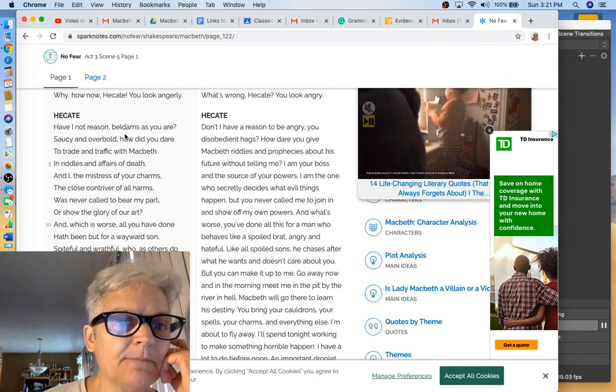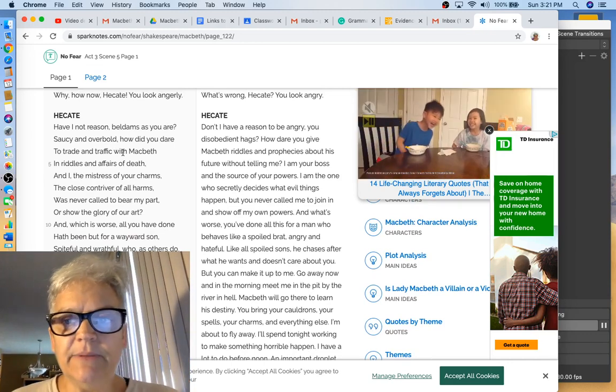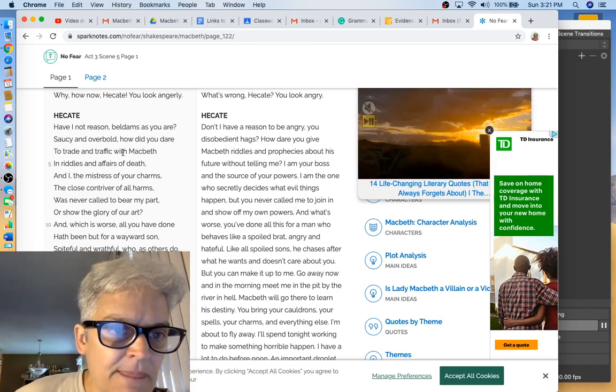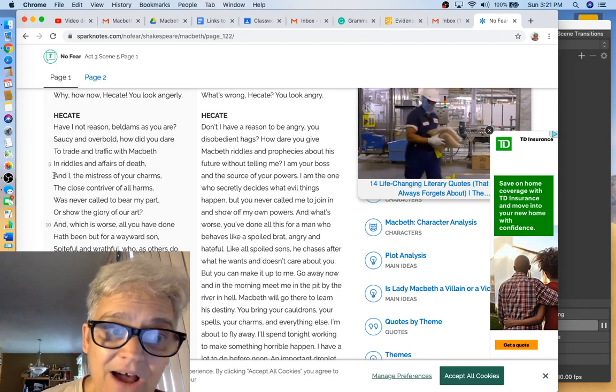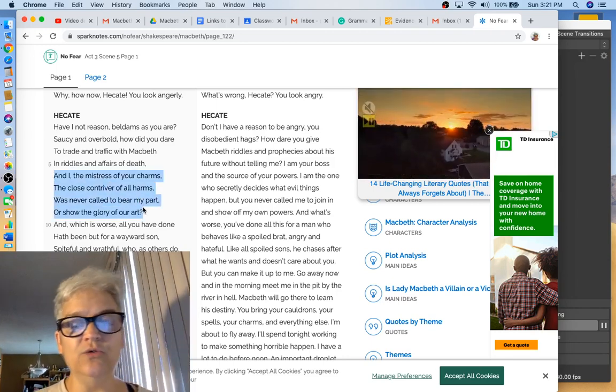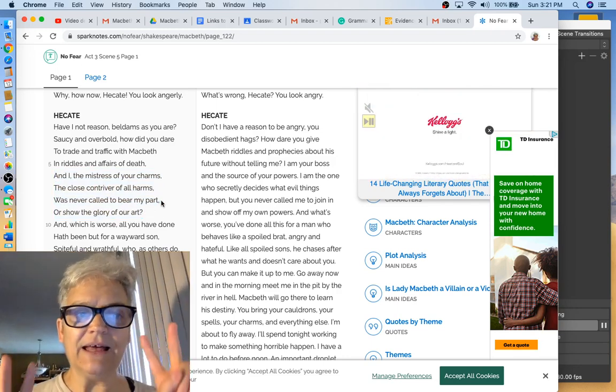She's scolding them because they dared to basically manipulate, turn Macbeth into a little puppet, without coming to her. She should be the one who gains all of the fame and glory for what these beldams did.